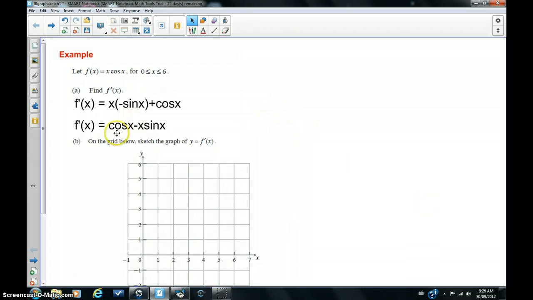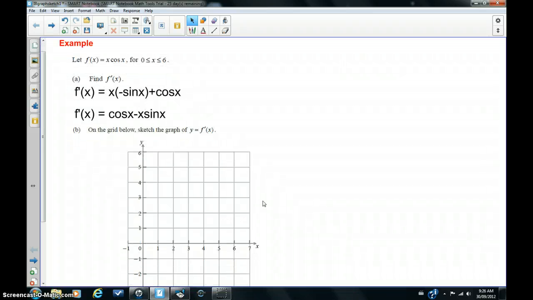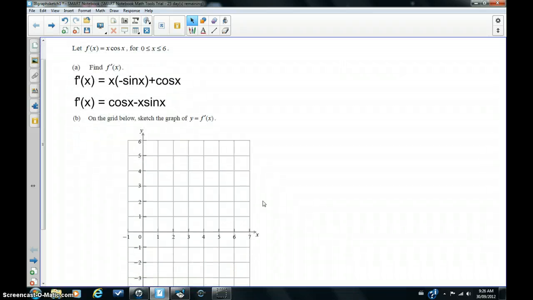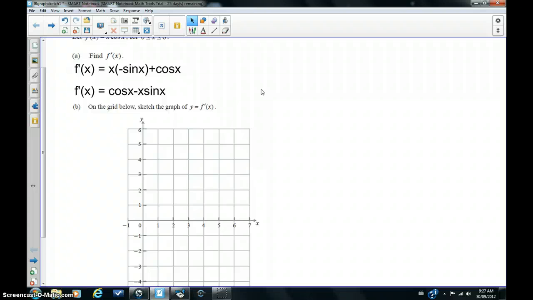In part B we have to sketch this derivative function on the grid below. Now the first thing you should realize is that because we use calculus to differentiate this function, and also by looking at the scale, x must be in radians and not degrees.